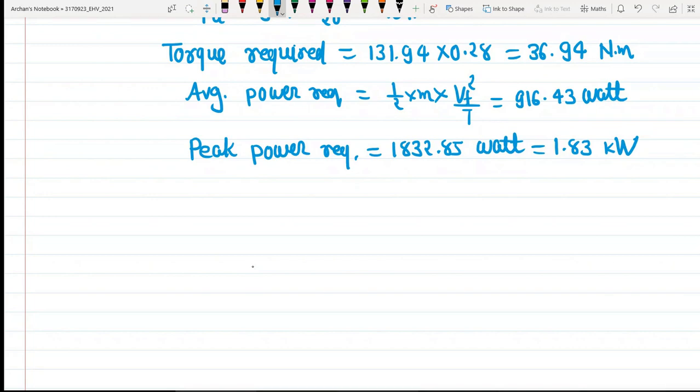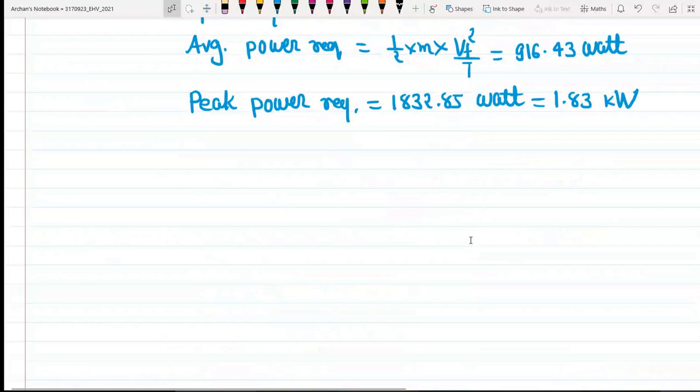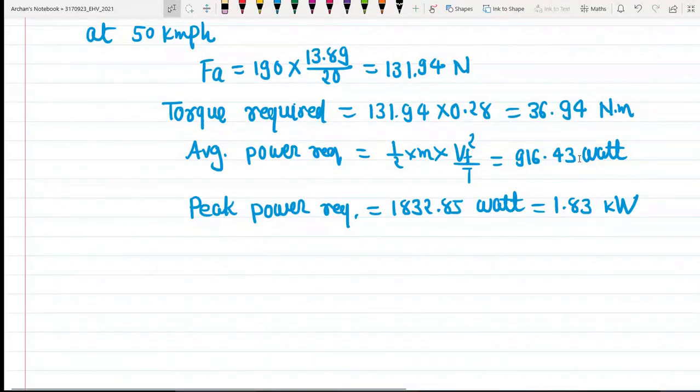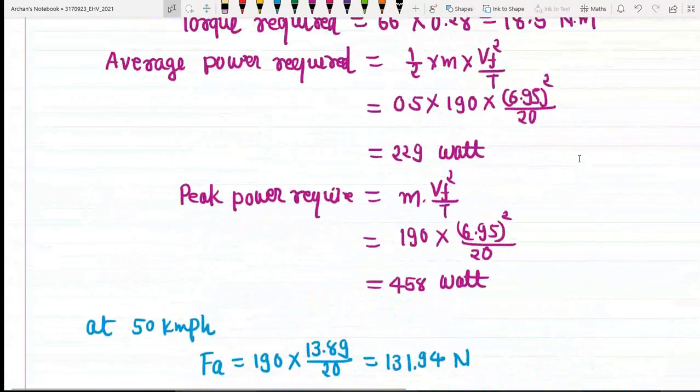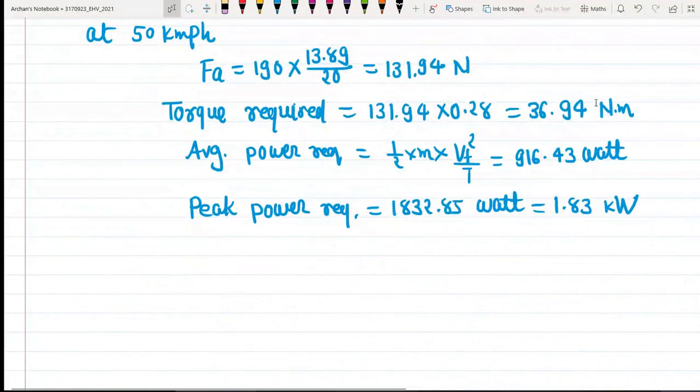Okay, now see the change. The power required to reach 25 km per hour in 20 seconds is 229 watt, and it increases to 916 watt whenever you want to reach 50 km per hour in 20 seconds. Okay, so this is the difference. Now this one is for a two-wheeler, where the torque to be generated by the motor is 18.5 Newton meter and 36.94 Newton meter. It is easily available. Any motor can generate this much torque without requiring any gear ratios.